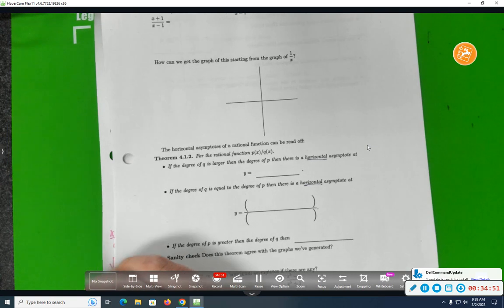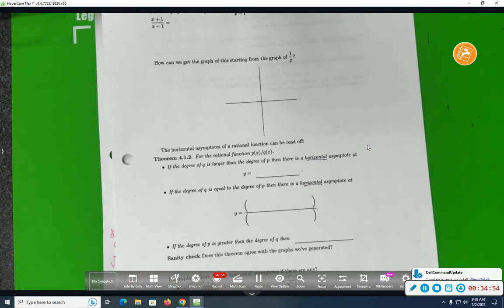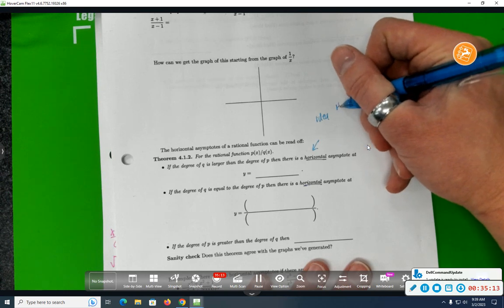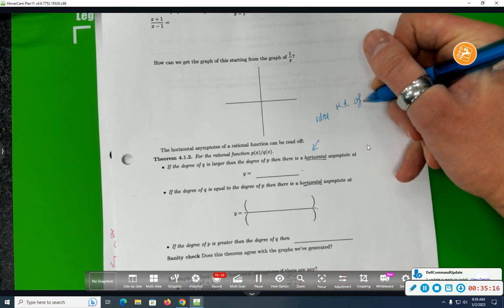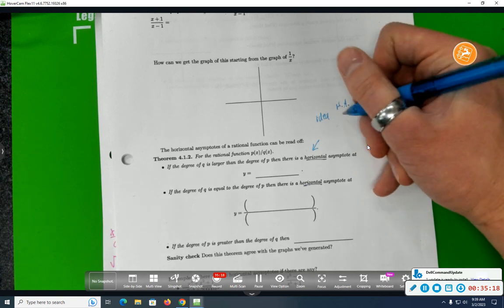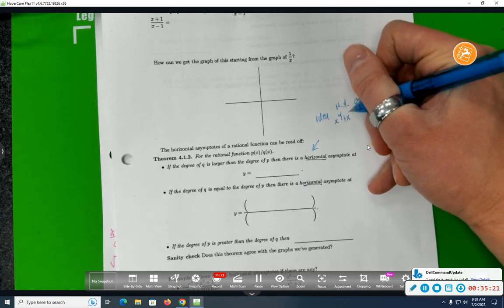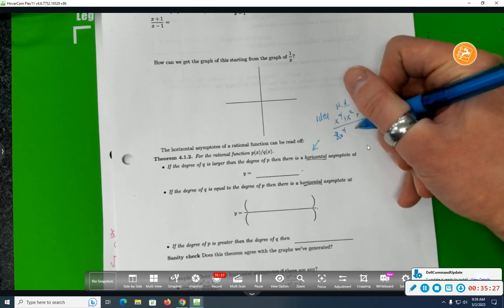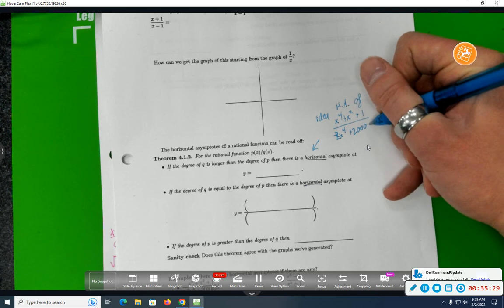And because horizontal asymptotes were asked about explicitly, let's talk about how to find horizontal asymptotes. This looks like a complicated many-line theorem, so I'll give the idea of it first. If you want the horizontal asymptotes of, let's grab one of the examples down at the bottom, x to the fourth plus x squared plus 1 over negative 2x to the fourth plus 2,000 x cubed.